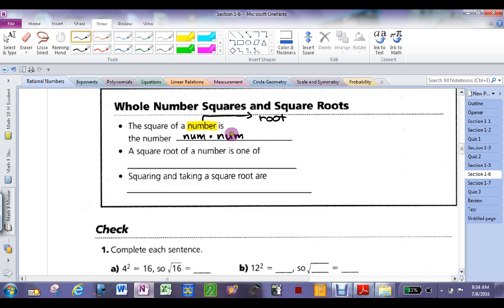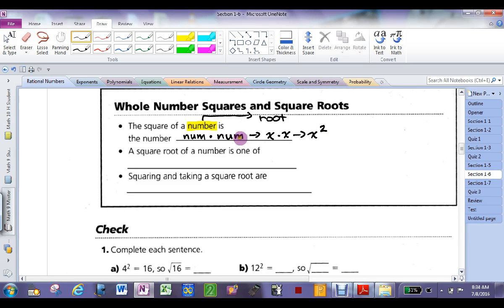Now, we don't write that in math, do we? What do we use in math when we're talking about any number? We use a letter. So it's also x times x, and it's also x squared. Is everybody cool with that?